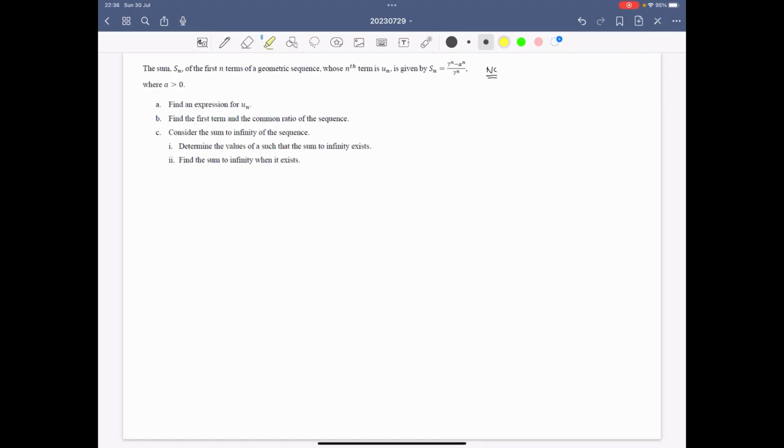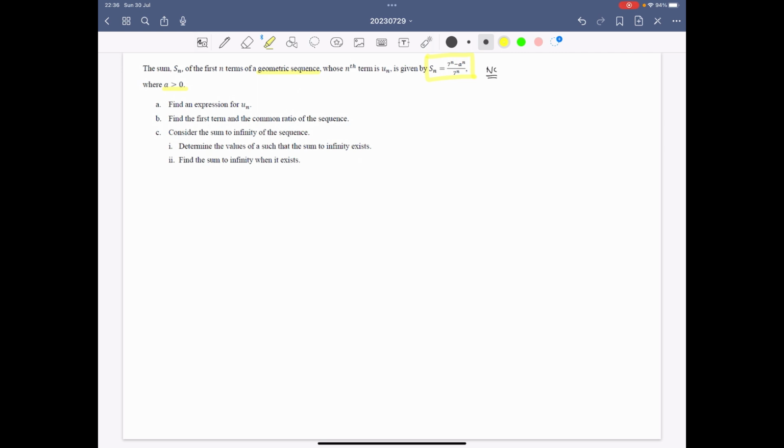Let's see, the sum Sn of the first n terms of a geometric sequence, whose nth term is un, is given by Sn equals that. So they've given you the formula for Sn, and they have also told you that a is greater than 0. You guys know what it is like, right?